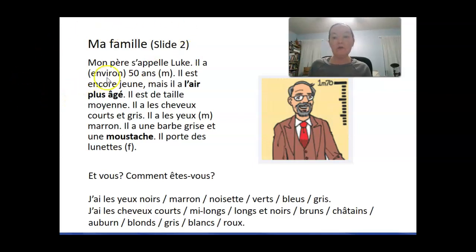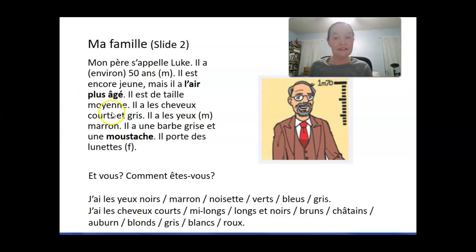Il a environ 50 ans. So he is about 50 years old. Environ means about or approximately. Il est encore jeune. Okay, so encore, you might recognize from English. We say this at the end of a performance or a concert when we want something to go on or when we want someone to perform something more. So it means still, to do something still.